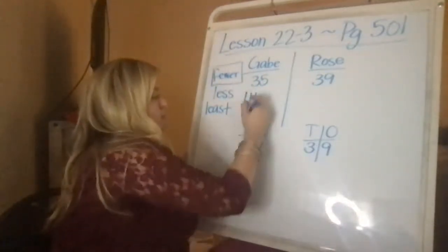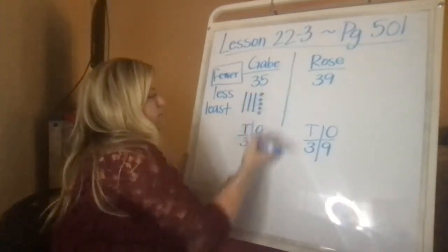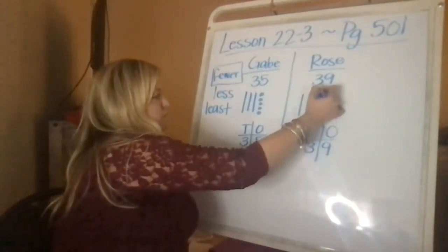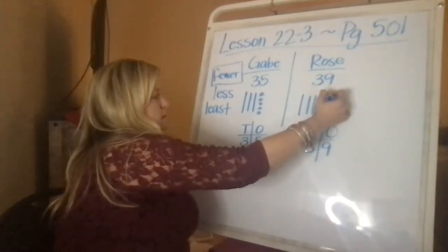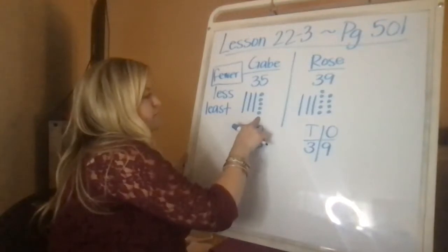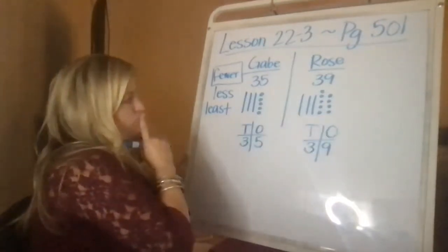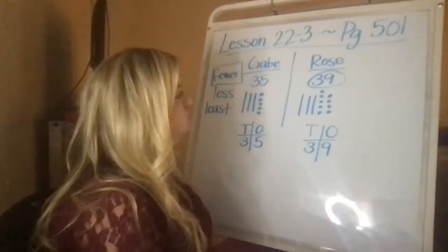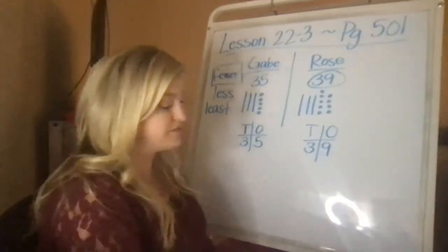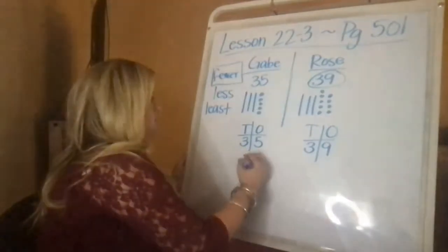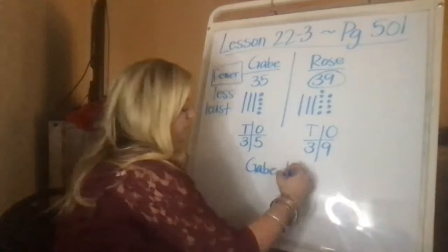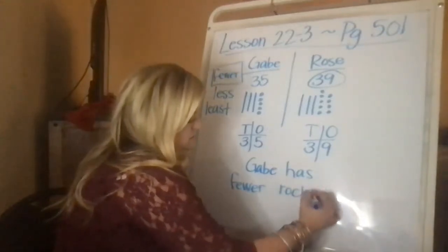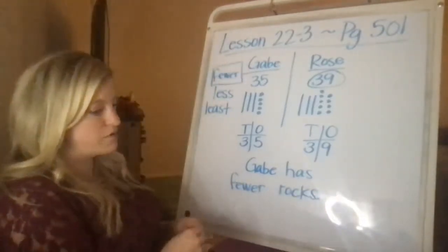1, 2, 3. 1, 2, 3, 4, 5. 1, 2, 3. 1, 2, 3, 4, 5, 6, 7, 8, 9. So 35 and 39. Well, it's clear this one has more dots, so Rose has more. But that's not what it was asking for. It was asking for who has fewer. So it would be Gabe. Gabe has fewer rocks, period. Gabe has fewer rocks.